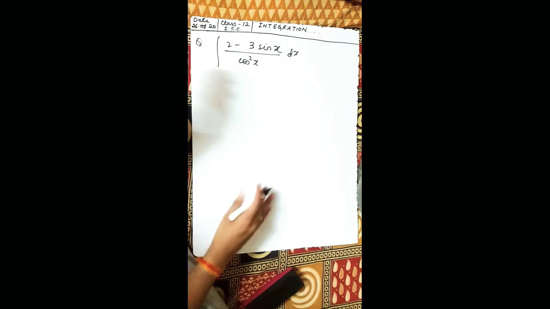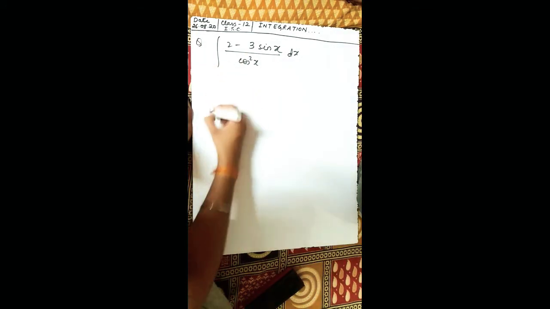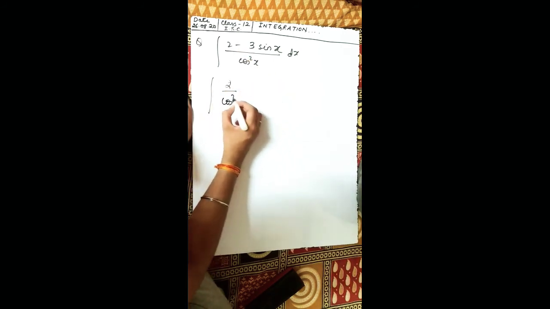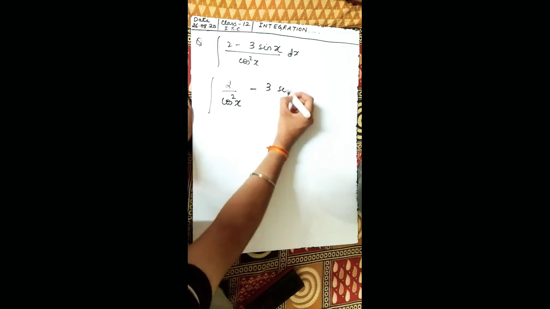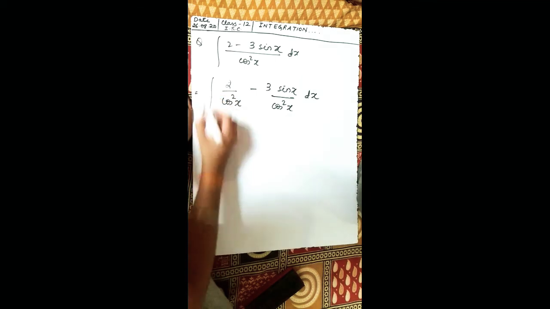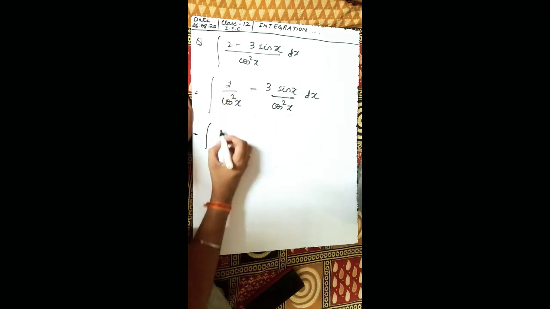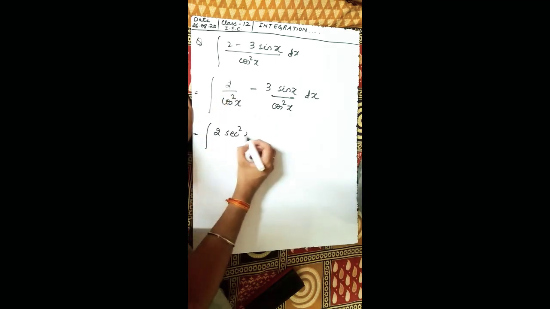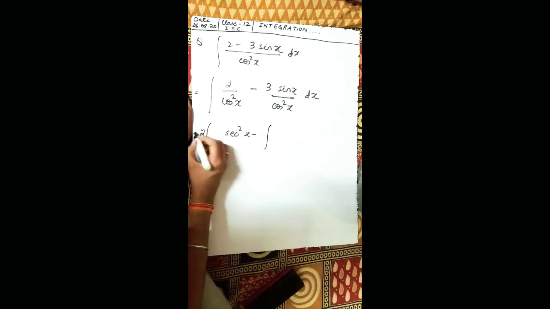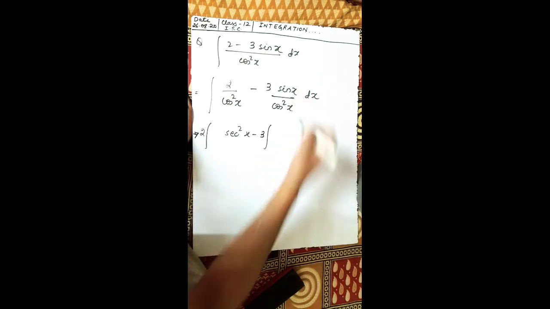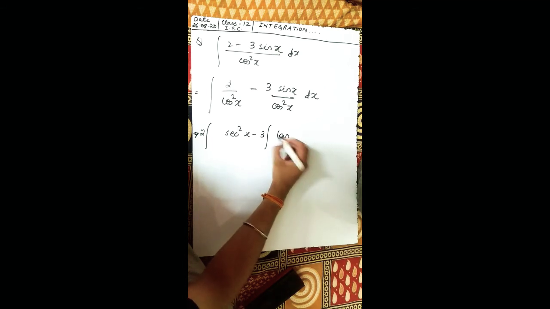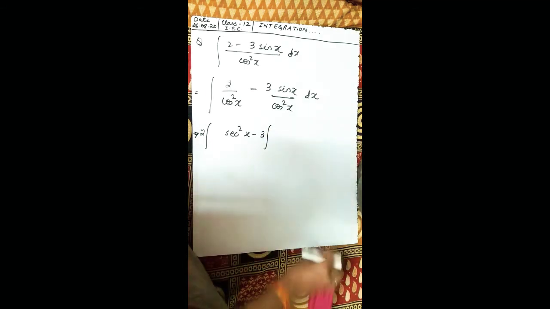So right now this question we can do in such a way that I'm separating this cos square x with this 2 and sin x with this, also dx. Now take this cos square up, so it will be sec square x minus, taking this 3 also out, integration of sin x upon cos square x. Can we write this as tan x sec x or sec x tan x? Can we? How?